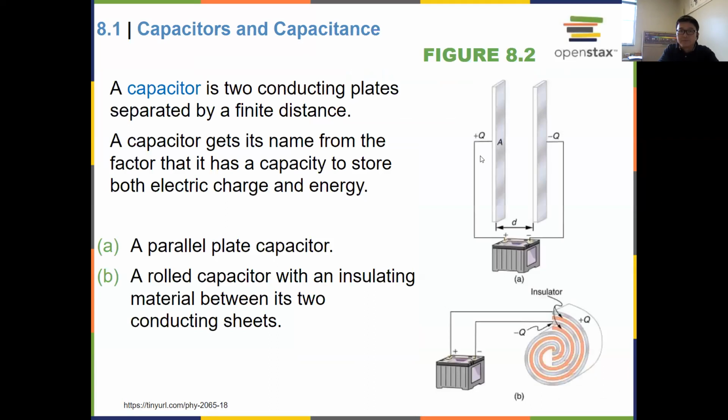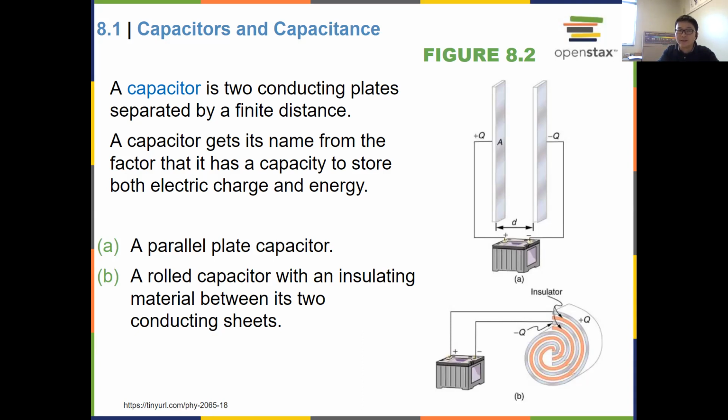Okay. So the simplest capacitor would be like you have two parallel plates facing each other, and you can charge them. So positive charge on one plate, negative charge on the other plate. So the capacitor can have different forms, like you have the simplest one, or you can have two sheets of material separated by insulator, in orange here in figure B, and you can roll it into a cylinder. So a lot of times you see a cylindrical capacitor, they are actually two sheets rolled into a cylinder, okay, in that sense. So the capacitor has the capacity to store both electric charge and also energy.